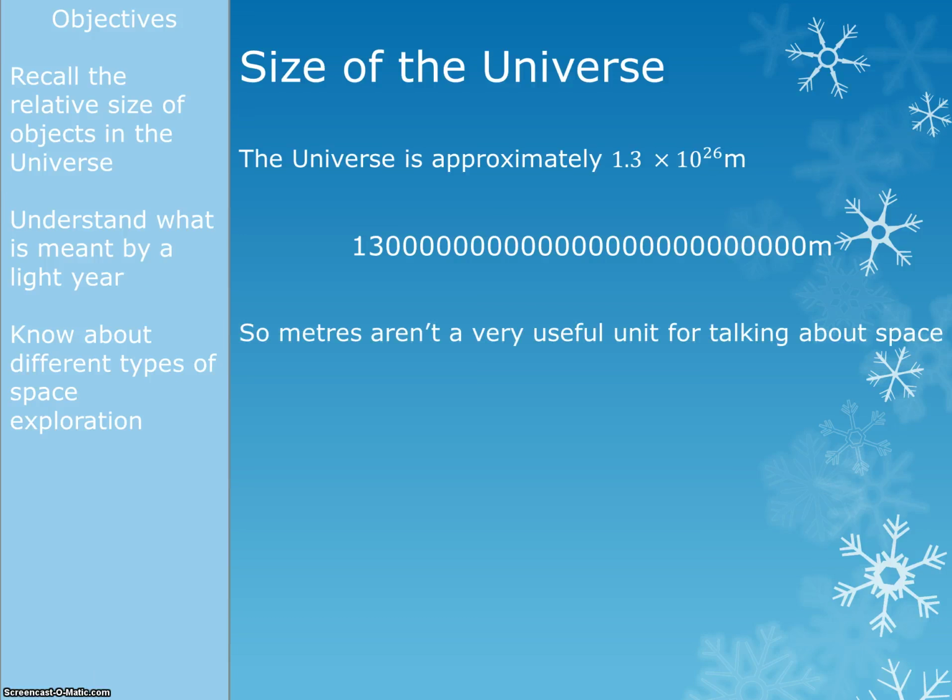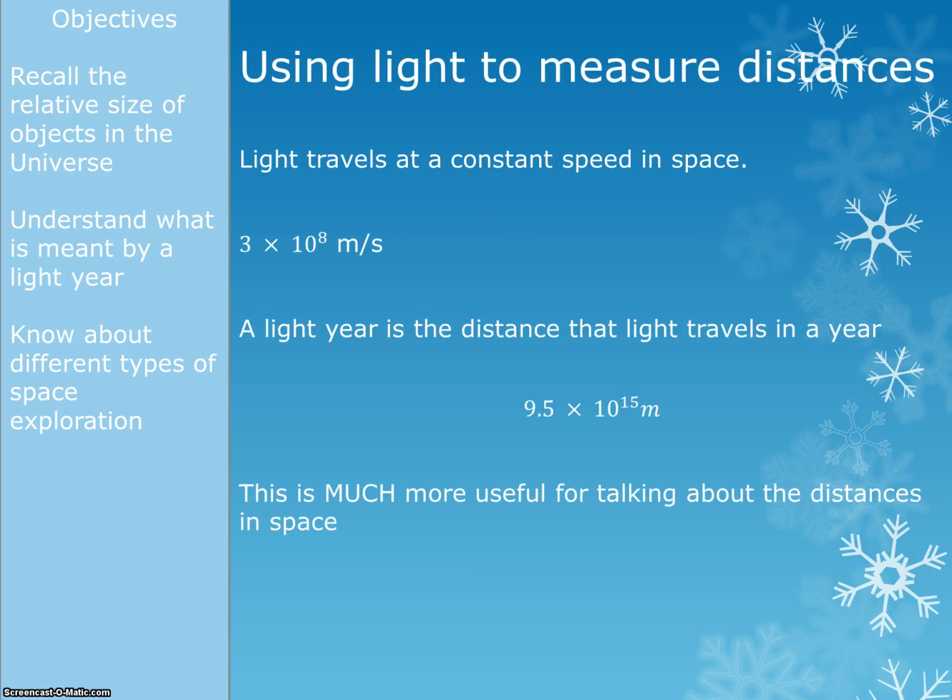Huge. And because it's that many zeros, if I'm going to talk about it in metres, it means that metres aren't a very useful unit when we're talking about space. They're useful when we're talking about how big a room is, but if we're talking about how big even our solar system is, they're going to get a bit clumsy. So all these zeros, we don't really like them. So what we do is we use a different unit.